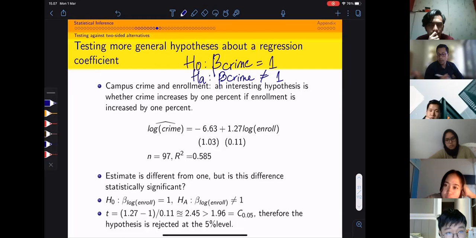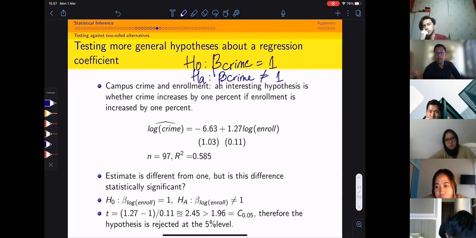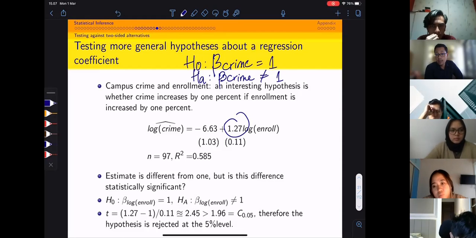Okay, so we do an estimation again with the data that you have from the Wooldridge data set and the do file. You can replicate this number and then you get 1.27. Okay, 1.27, is it 1? If it's 1, then we do not reject the null hypothesis, or it's actually far away from 1. If it's far away from 1, we reject the null hypothesis. Okay, and so how do we do that?